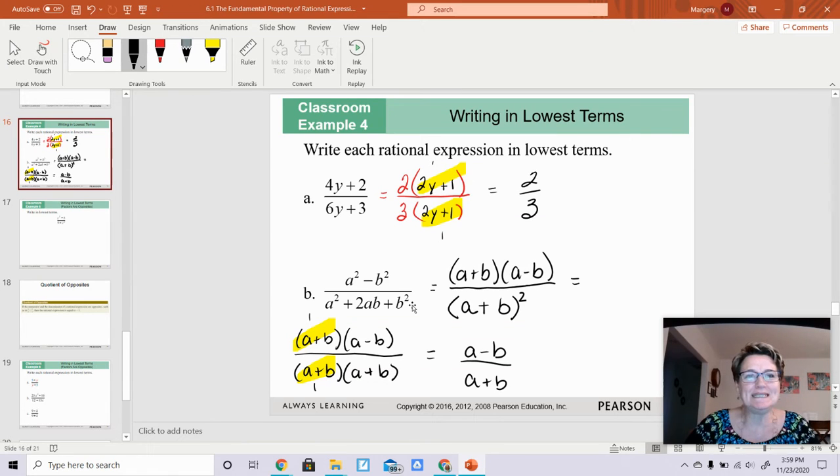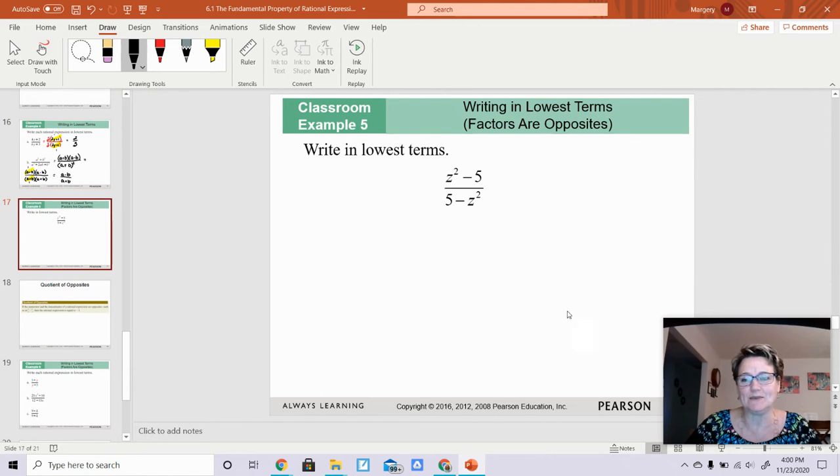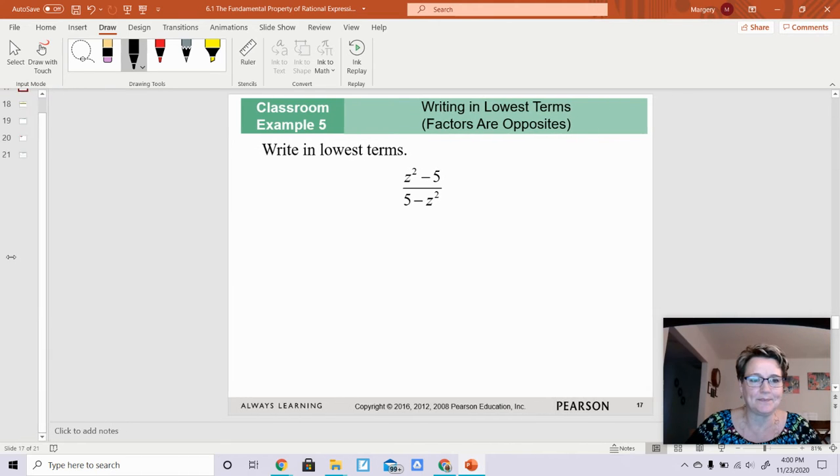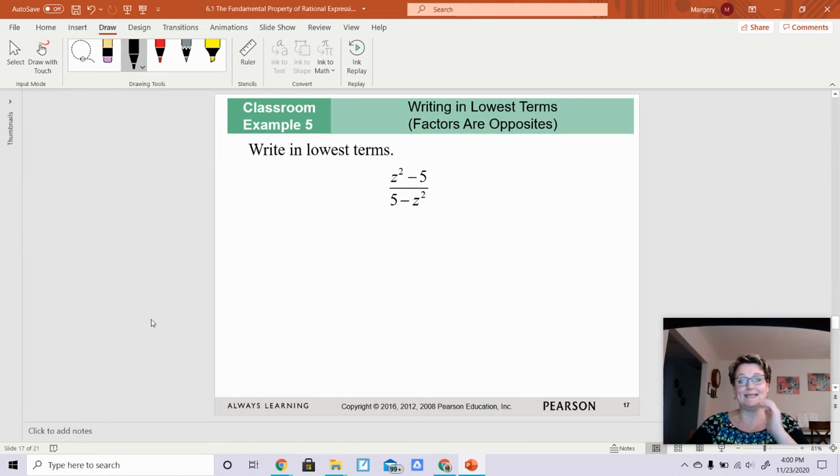All right, we are doing 6.1 lesson video B. So the next one, first of all, we have to factor them and then reduce the fraction. So let's go to this one. First of all, let me scoot this over just a little bit. We want to write this in lowest terms. Now, sometimes you need to manipulate it to make it easier for you.